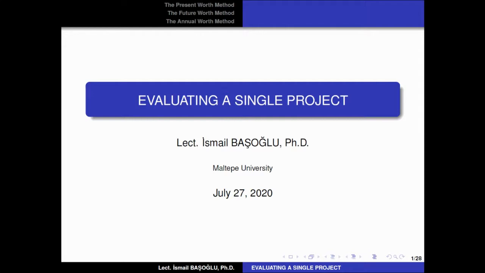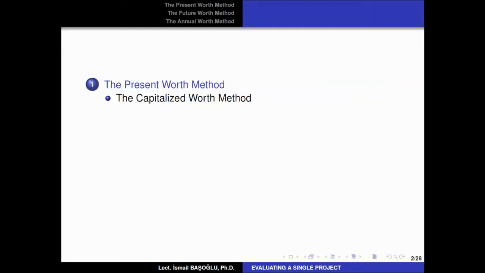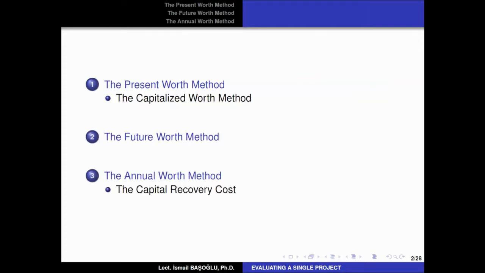And here we are going to talk about evaluating a single project. And we are just going to perform present worth, future worth, and annual worth analysis. We are basically going to use the compounding equations and the extended notation that we have learned so far in order to determine the present worth or the future worth of alternative investments, alternative projects. And in 3 steps, we are going to complete today's lecture.